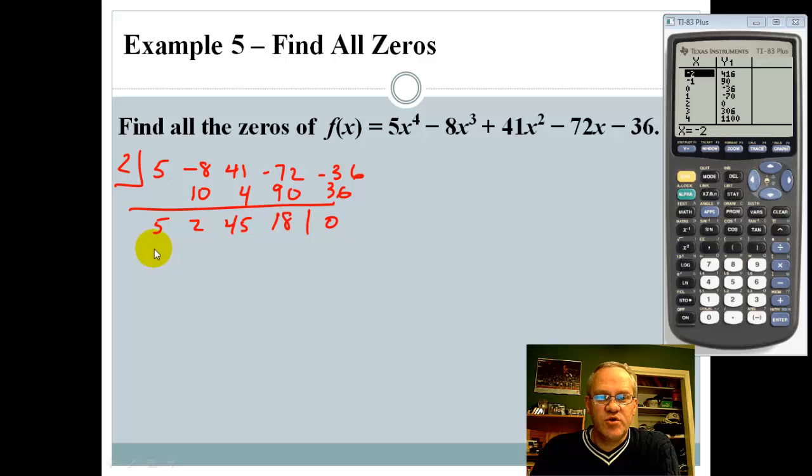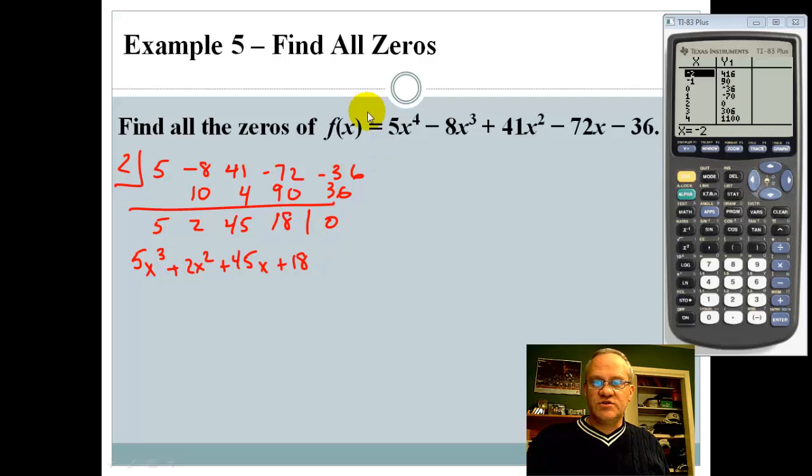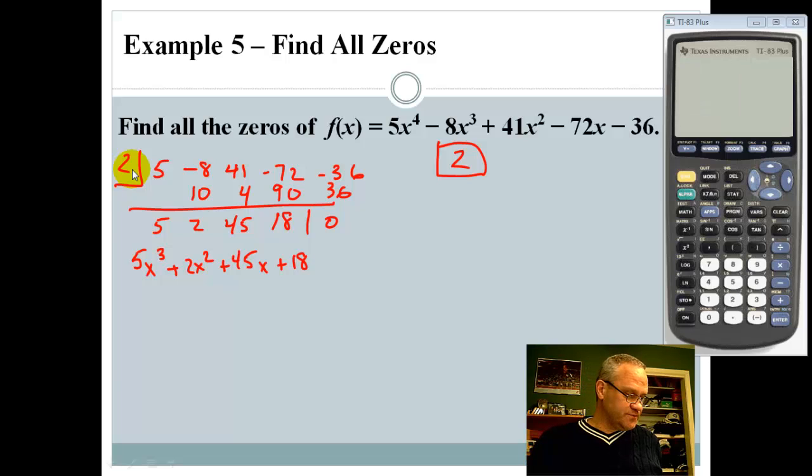So our depressed polynomial is 5x to the 3rd plus 2x squared plus 45x plus 18. Okay, so remember we do have 1 zero. I'll write it up here. We already have a zero of 2 because that's what we found right here. We have one of our zeros of 2. So I really need to find one more rational one, and then there's going to be a couple of imaginary ones too.